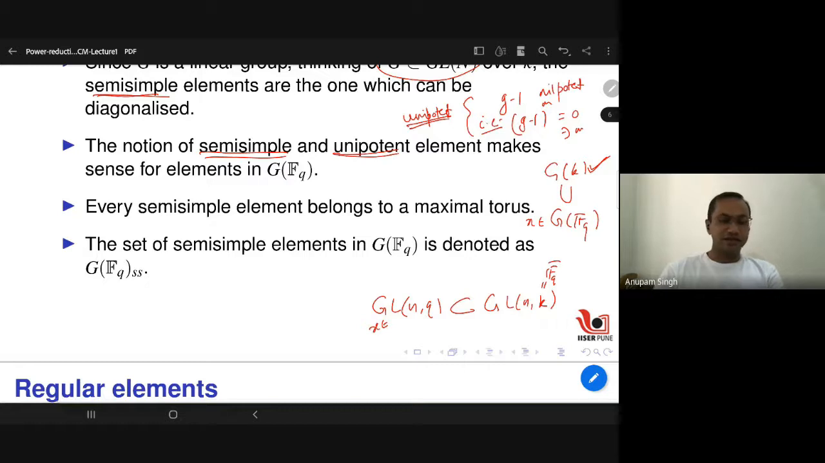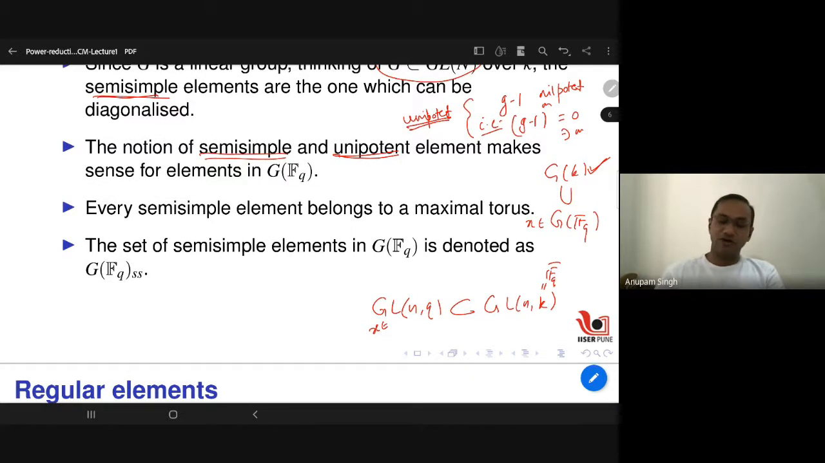The interesting thing is that every semi-simple element belongs to a maximal torus, and this phenomenon happens over the base field also. What is not true in general is that all maximal tori are conjugate over the base field, though it is true over the algebraically closed field K. We have worked out these kinds of examples in our tutorials earlier. There is more than one maximal torus, certainly if you think of GL_n(F_q), but the good thing is that the semi-simple elements belong to some maximal torus.